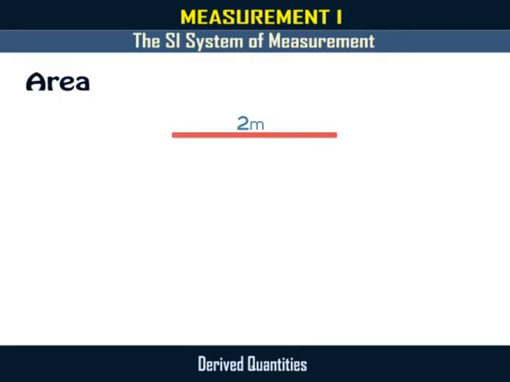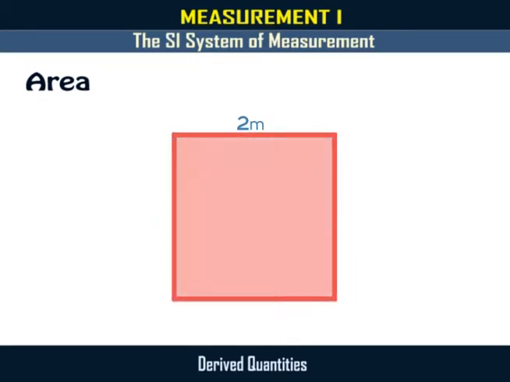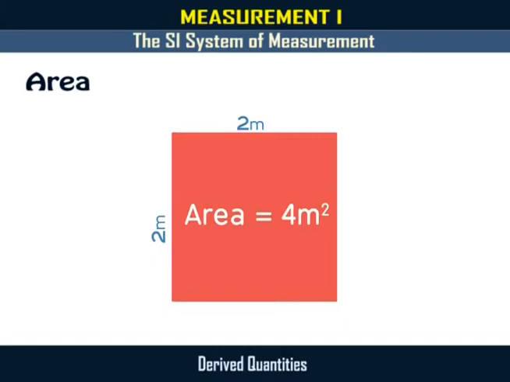If we take a line that is 2 meters in length and then create a square from 4 of these lines, we can find out the area, or the two-dimensional space that this square occupies, by squaring the length of the original line. So we have a unit called meter squared. It is a derived unit.